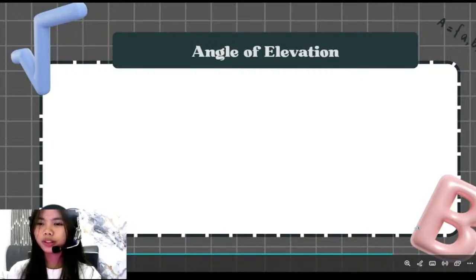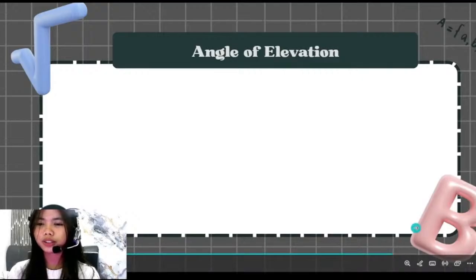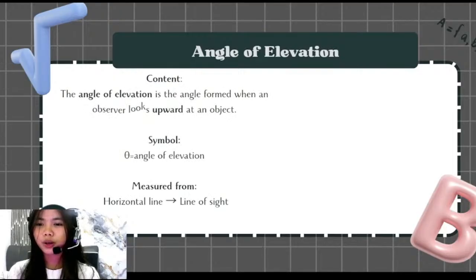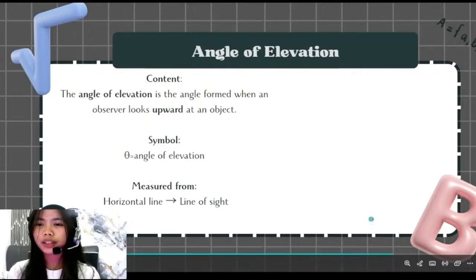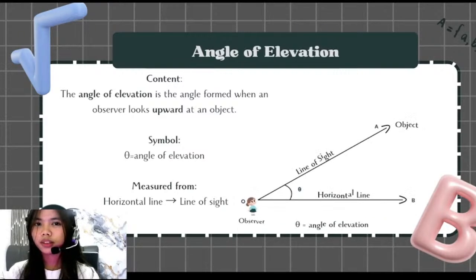Hi everyone, today I'm going to discuss trigonometric functions. Now that we understand the parts of a triangle and the concept of right triangles, we move to something very powerful. The angle of elevation is the angle formed when an observer looks upward at an object.